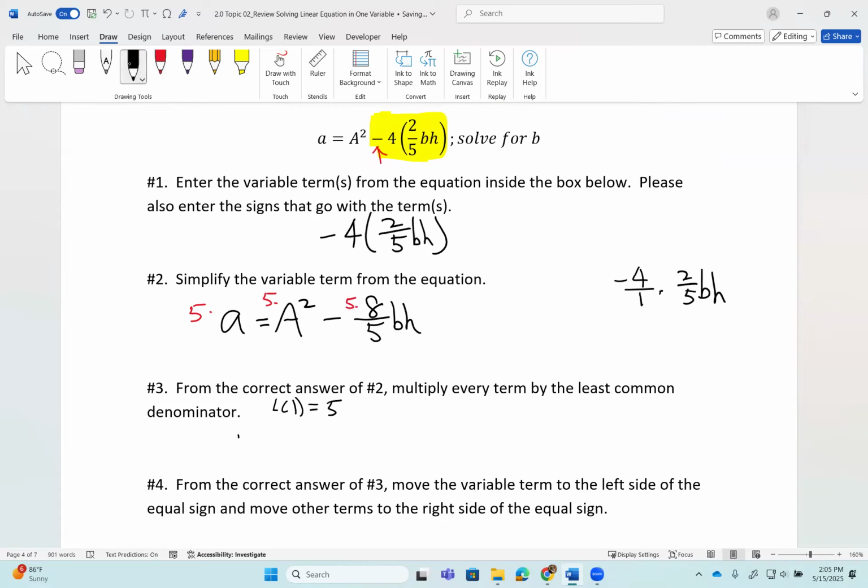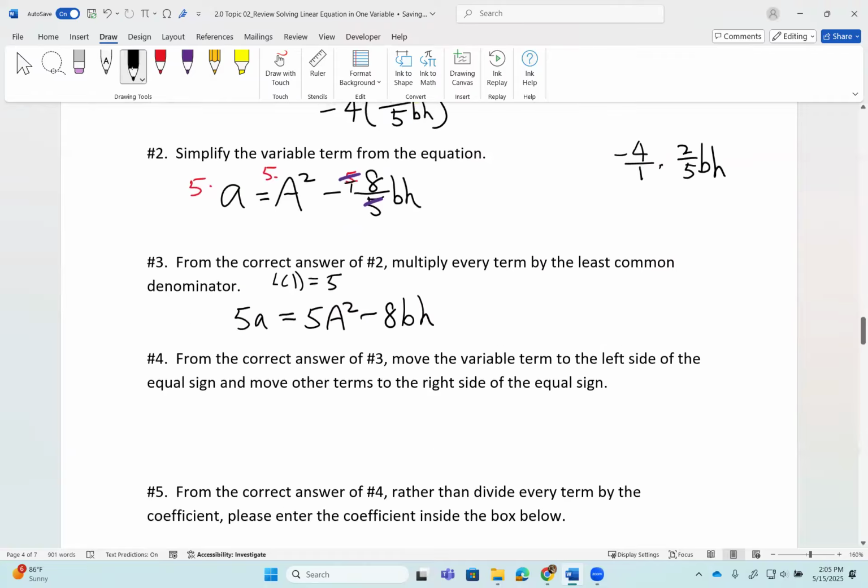So 5 times lowercase a is 5a, and 5 times capital A squared is 5a squared. All right, minus top 5 means 5 over 1. Top 5, bottom 5 cancels out. That just leaves me with negative 8bh.